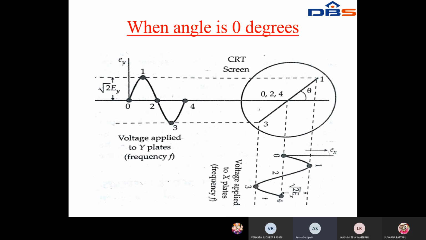See, when the angle is 0 degrees, this is the voltage applied to the Y plates. Y plates are nothing but vertical plates. This is the voltage applied to the horizontal plates. This is a CRT screen. So here you have to apply like this.